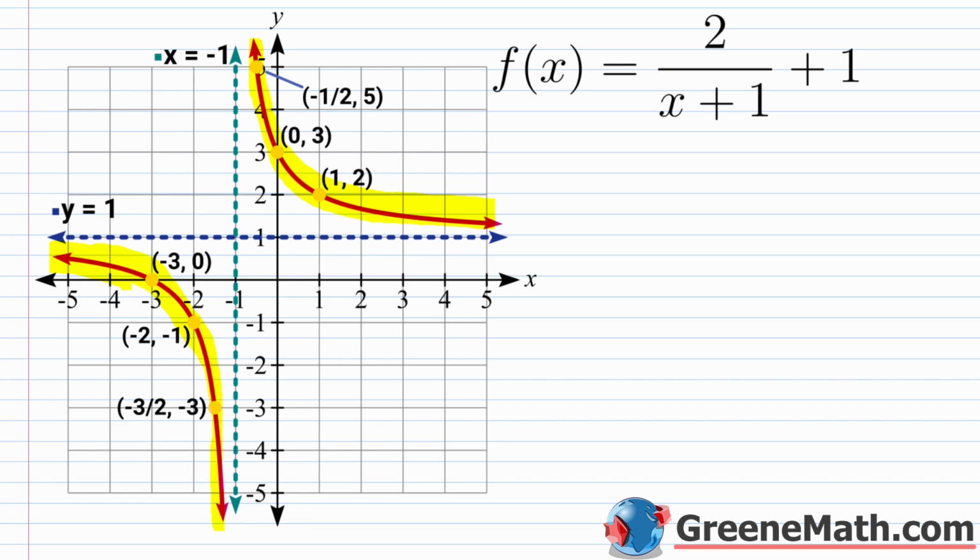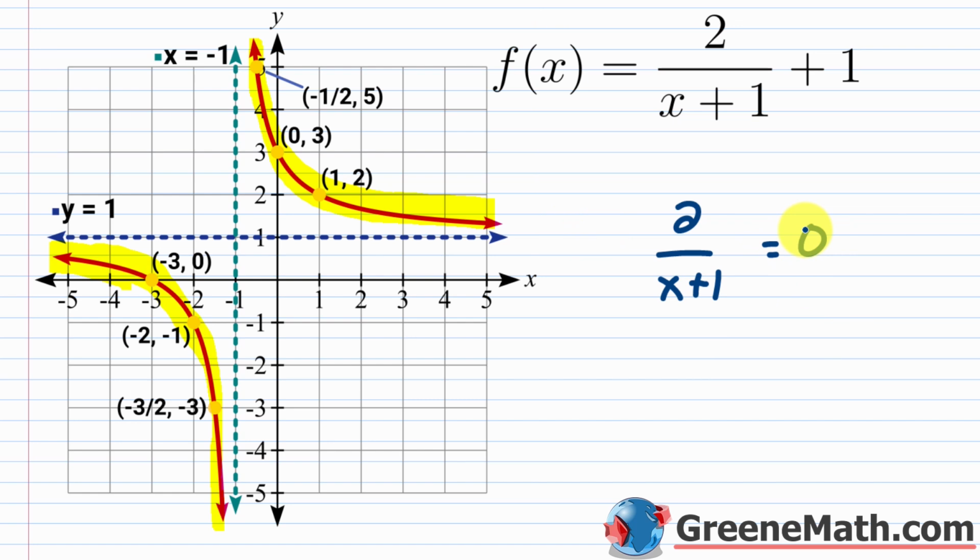One thing you might want to show for your teacher is that it's never going to impact this horizontal asymptote, and that's pretty easy to do. You would basically just say that this guy right here would be 1. So is that going to be possible? So 1 is equal to 2 over x plus 1, and then plus 1. If you subtract 1 away from each side, you would be solving 2 over x plus 1 is equal to 0. So is that possible?